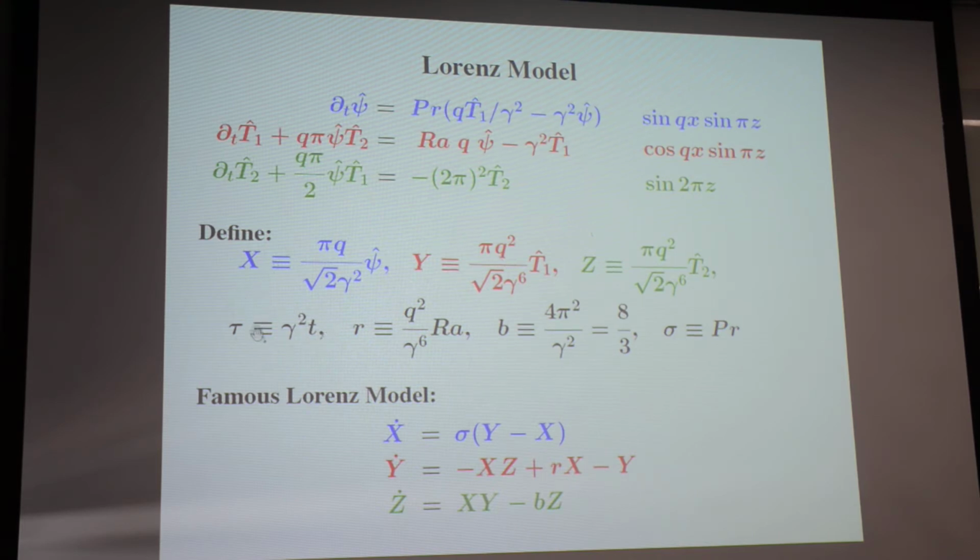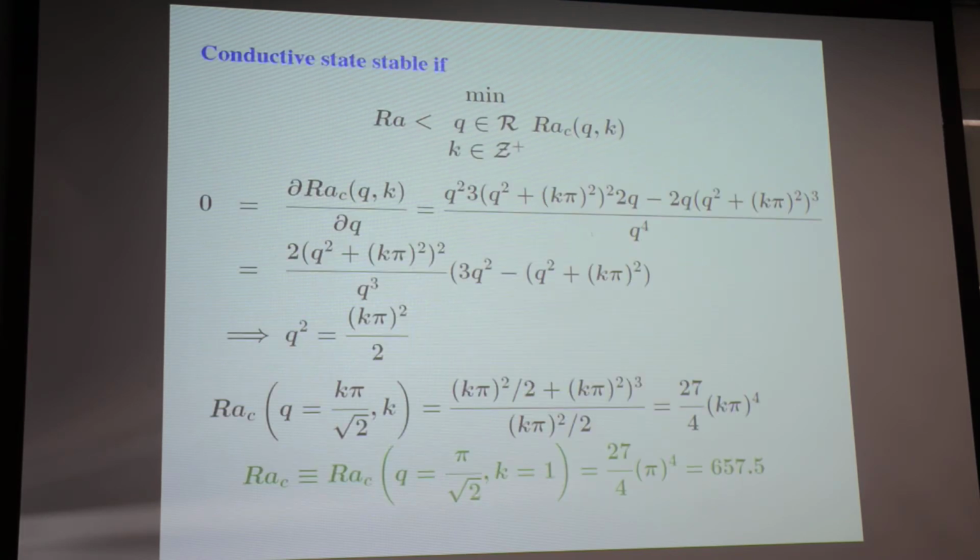Then you end up rescaling time, again, to get rid of some of these gammas. You define a new Rayleigh number. Notice you recall that the critical Rayleigh number for the free slip case was gamma 6 over q squared. Everybody remember that? So that means that in these terms, the little r, its critical value is 1. Okay, so it's just a simplification. Then this B, again, it's just arithmetic to get rid of the terms. This becomes 8/3 with the choice of Q, the Q being this one here, pi squared over 2.